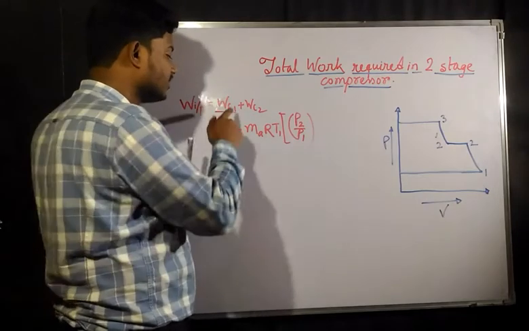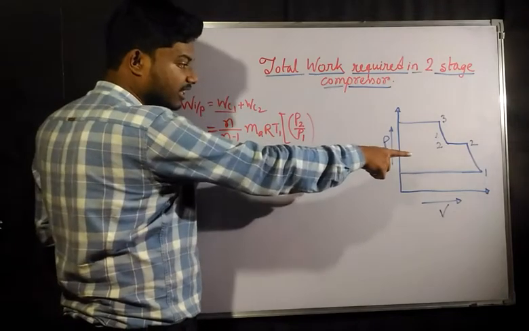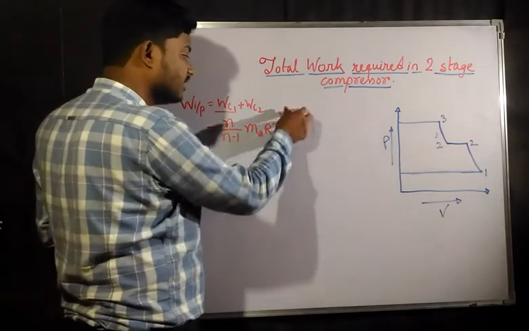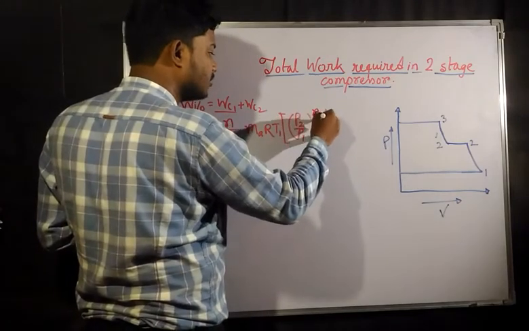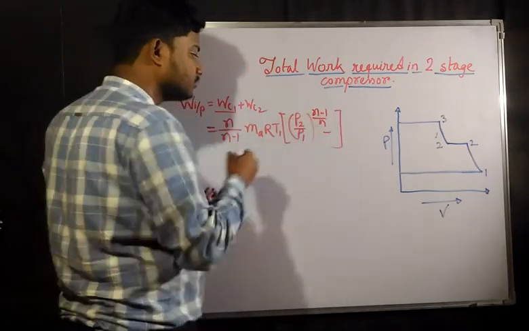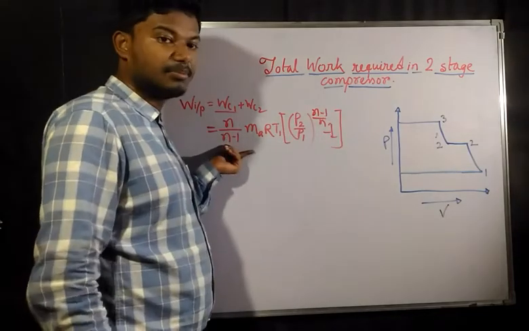For compressor 1 the initial condition is T1, so we write m_a R T1, then the pressure ratio of the first one, (p2 by p1) to the power (n minus 1) by n, minus 1. So this is going to be the work required by the first compressor.